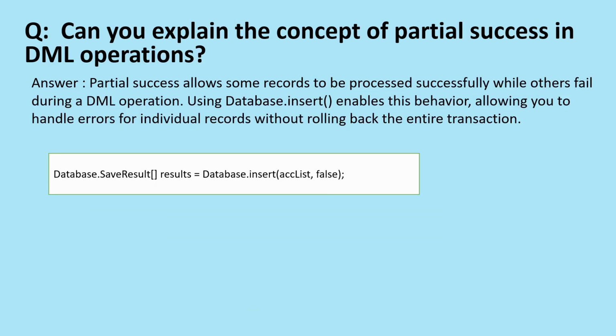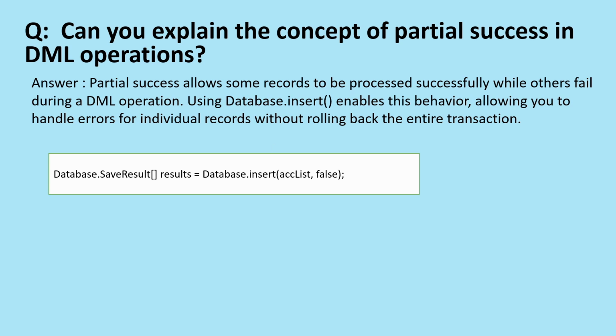So our next question is, can you explain the concept of partial success in DML operation? In the last Apex related interview question and answer, we looked into it. Today in this video we are going to dive into how it is working using the code. As we know, partial success allows some records to be processed successfully while others fail during DML operations, right? So using Database.insert enables this behavior, allowing you to handle errors for individual records without rolling back the entire transaction.